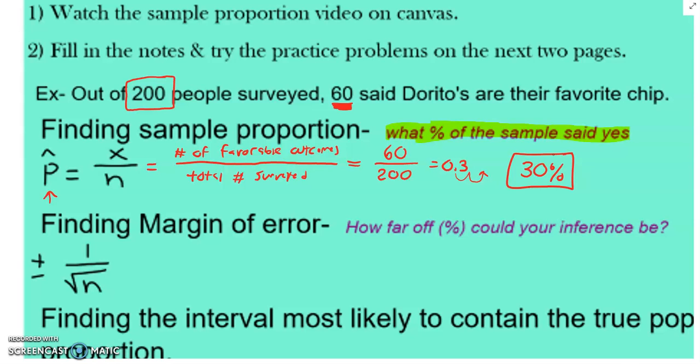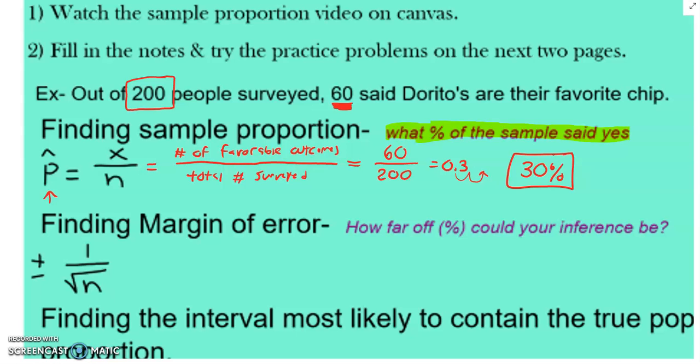Now here's the question. How accurate is that number versus if I survey the entire school? And I didn't mention in this problem what the population was, but let's say the population is all students at Happer Horsham High School, or maybe all people in Montgomery County or all people in Pennsylvania. How accurate is this 30% if I were to survey now 2,000 people?